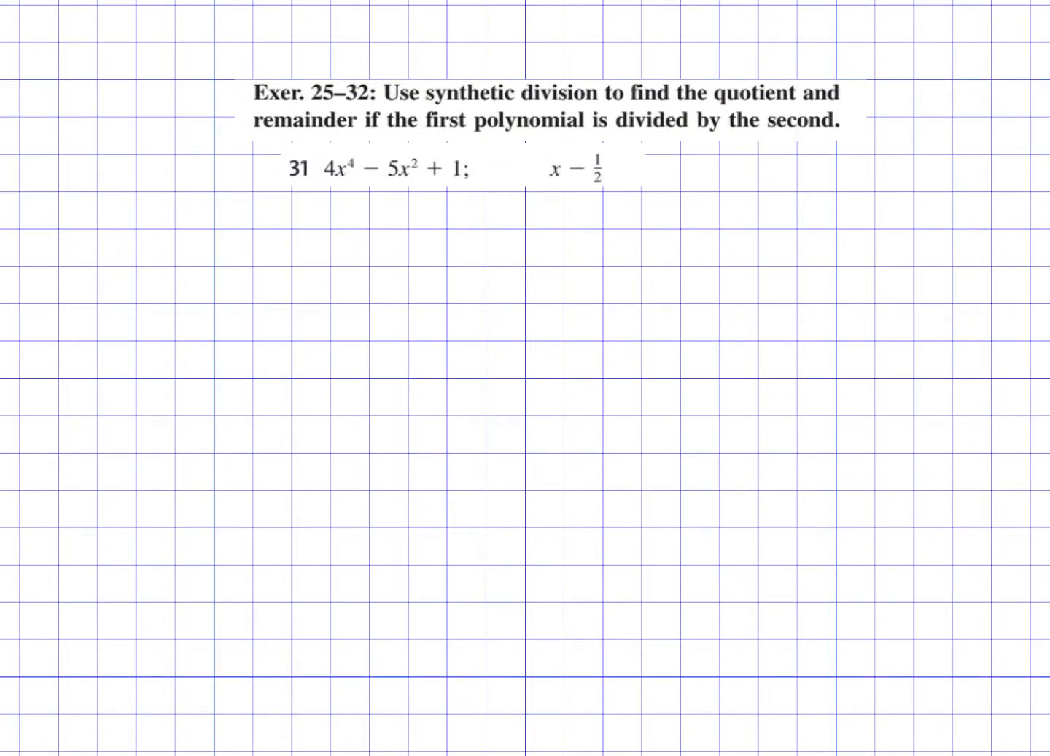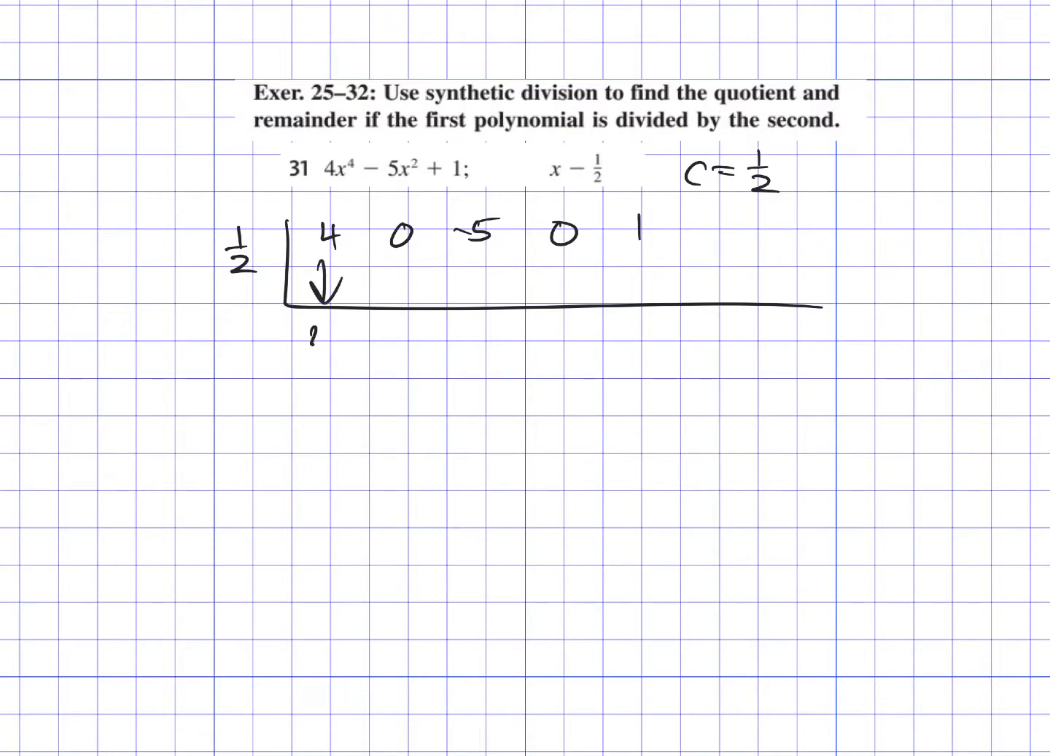Synthetic division again. So this is c equals +1/2, so we're going to put 1/2 out here. We have 4x to the fourth. We have no x cubed. We do have a -5x squared. We have no x, and we have a 1. Drop it down, multiply, add, multiply, add, multiply, add, multiply, and add.